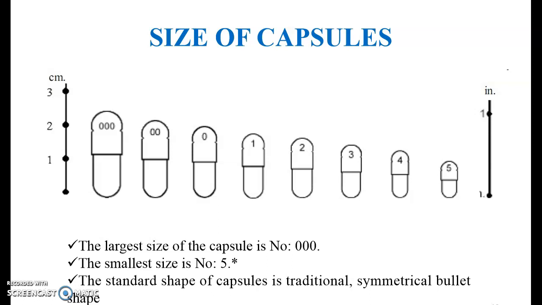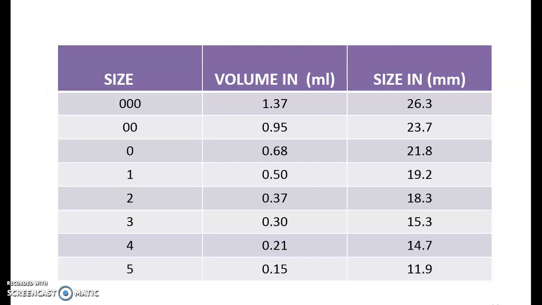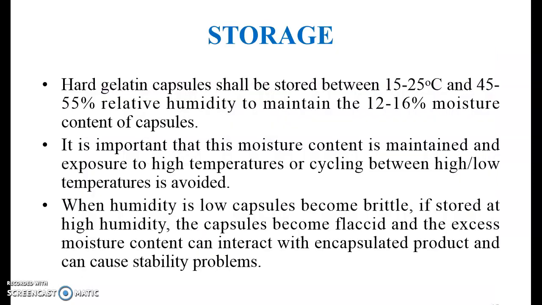Generally there are sizes 000 to 5. 000 is the largest capsule, and 5 is the smallest capsule. Accordingly, the volume and weight of the powder or material to be filled varies. You can see here 000 to 5, where 5 is smallest and 000 is largest. In terms of volume, 1.37 ml is filled in the bigger size, and in size 5 only 0.15 ml is the capacity. So it depends upon the dose and the prepared fill material, how much you are going to fill, and accordingly you select the capsule. Storage of the capsule is also a very critical part.